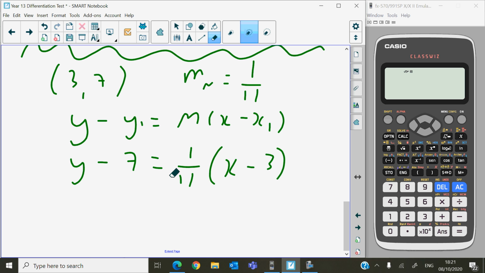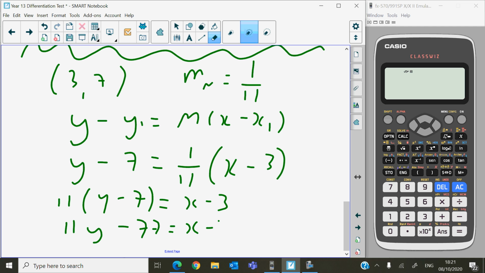Okay, I don't want to have a fraction here because it does make things awkward. So I'm going to multiply both sides by 11. If I multiply both sides by 11, I'll have 11 into y minus 7 is equal to x minus 3. Avoid using fractions, which now means multiply the 11 here. 11y minus 77 is equal to x minus 3.